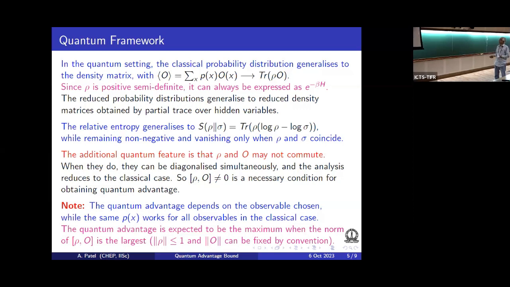And then one can ask a simple question: is there a bound? The easy guess is that quantum advantage would be the largest when the commutator is the largest. You can actually solve this problem for the simple reason that the density matrix is bounded and operator norm can be fixed by some convention. So that gives a very specific criterion about when the quantum advantage will appear in your analysis, and that is the result I am going to explicitly describe.